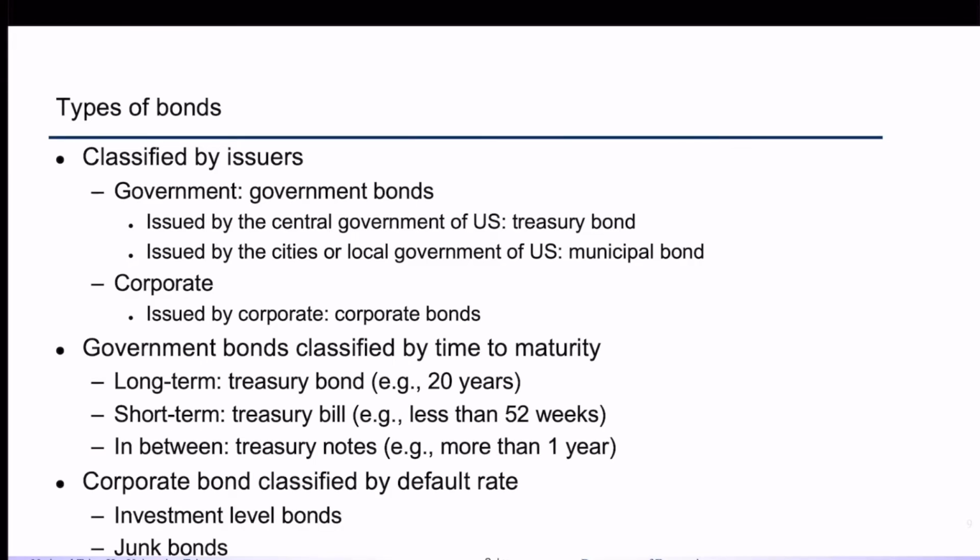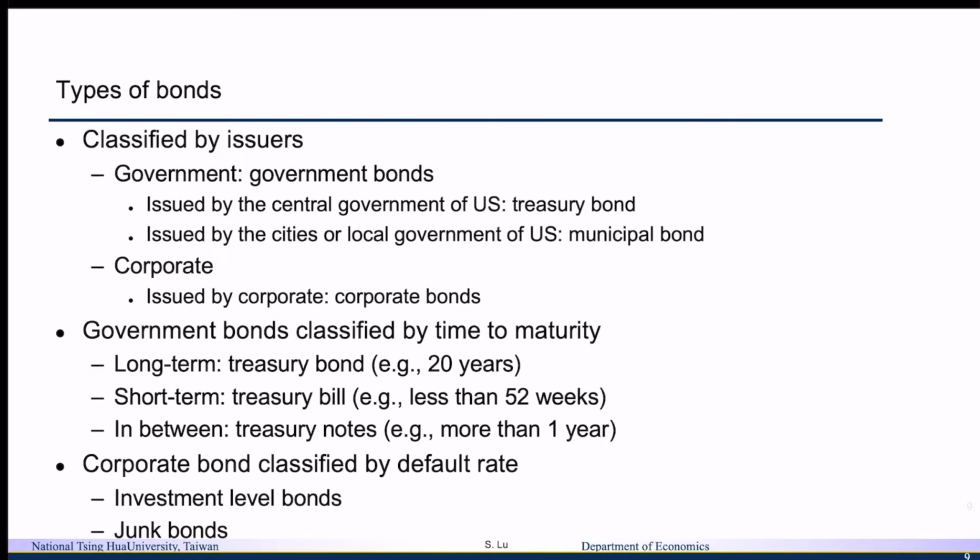For corporate bonds, we can classify them by the default rate. Corporate bonds with a low default rate we call investment level bonds. Corporate bonds with a high default rate we call junk bonds. So you may ask the question: wait a minute, we classify corporate bonds by default rate, we do not classify government bonds by default rate, but can government bonds default? We will address this question in our live session.